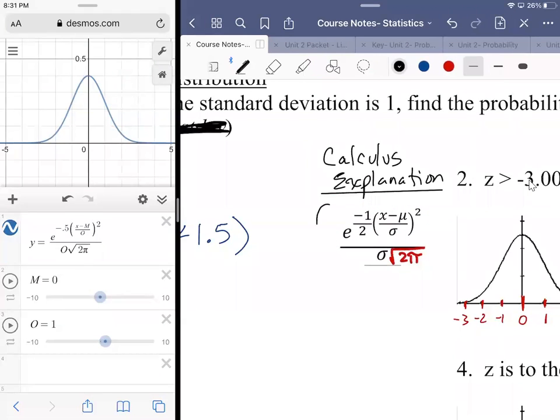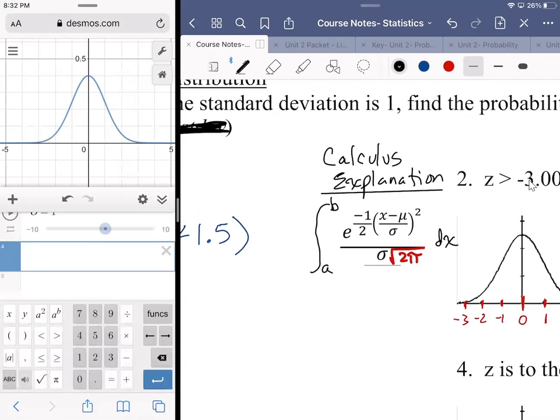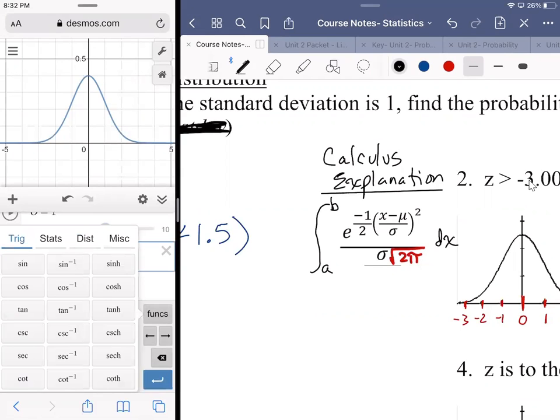So we would be integrating this over the interval of a to b with respect to x. And again, if you don't have any experience with calculus, it doesn't make any sense, and it doesn't have to. Maybe if you ever take a calculus class, it will make sense. So what I would do is use my integral function in Desmos.